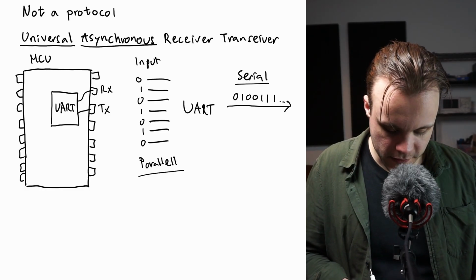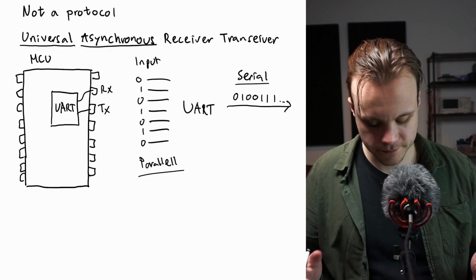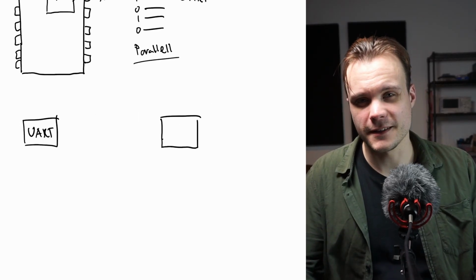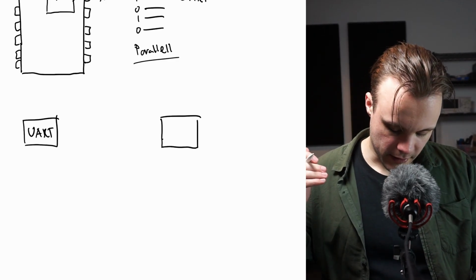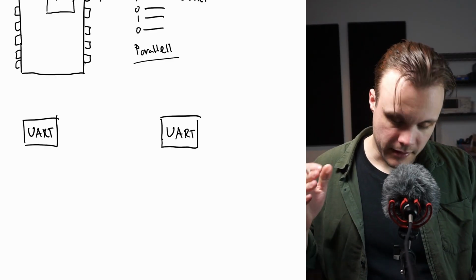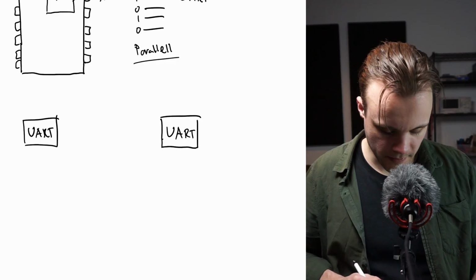And it's asynchronous because it doesn't have a dedicated clock line. So that means that for two UART devices to be able to communicate with each other, they need to have the same serial protocol configured. And they must also roughly be configured to have the same clock speed or clock rate, also called the baud rate. It doesn't have to be exactly the same. It has to be within 5 or 10% for it to work. So there is some leeway.